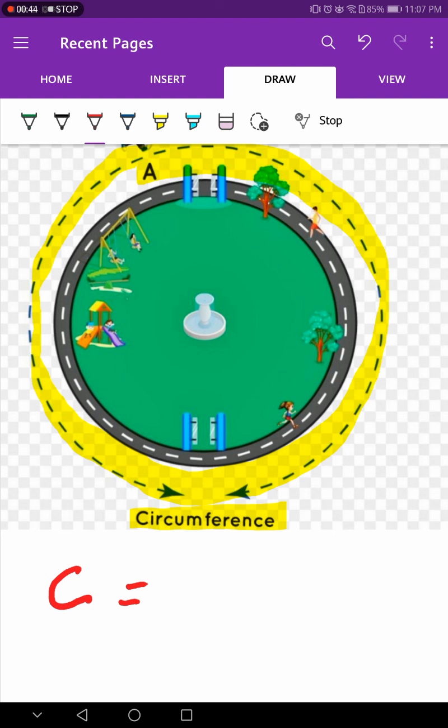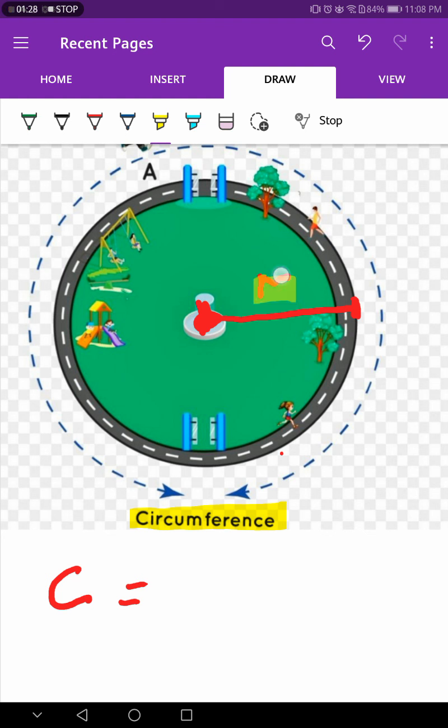To find the circumference, or the distance around any circle, we need to know something, to measure something, which is called the radius. The radius is the distance from the center of the circle to the circumference. So this piece is called the radius, and we denote it by r. Now to find the circumference, I need the r.